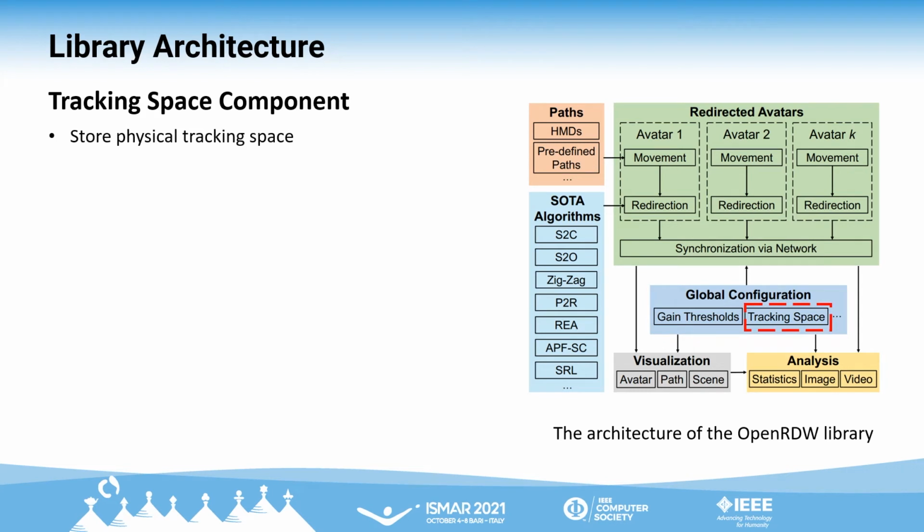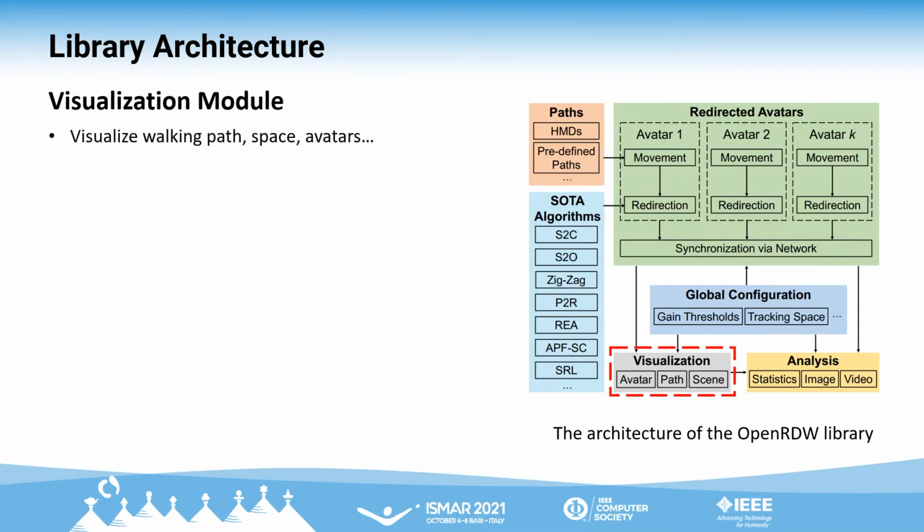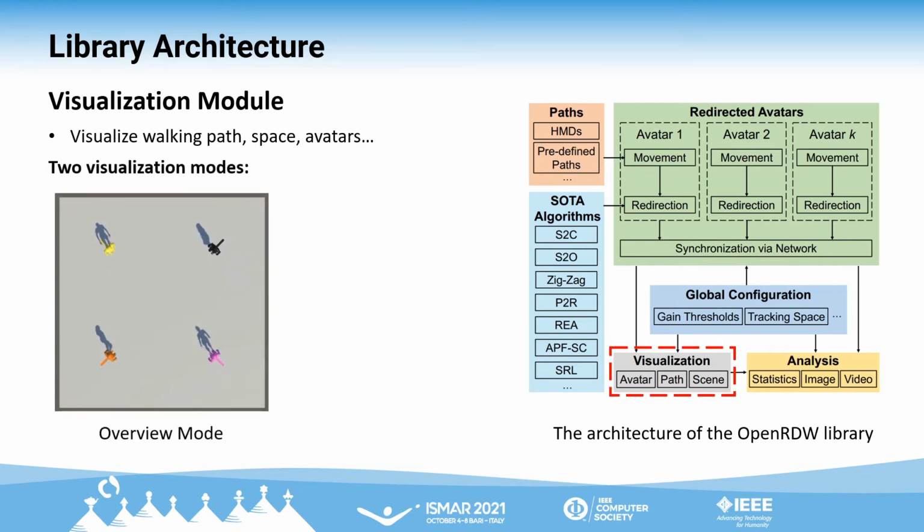The tracking space component defines the data structure of the physical tracking space. There are two predefined types of tracking space: size-varied tracking spaces and shape-varied tracking spaces. Users can also customize the tracking spaces for testing. The visualization module visualizes the walking process. There are two modes for visualization. In overview mode, the top view of the whole tracking space will be shown.